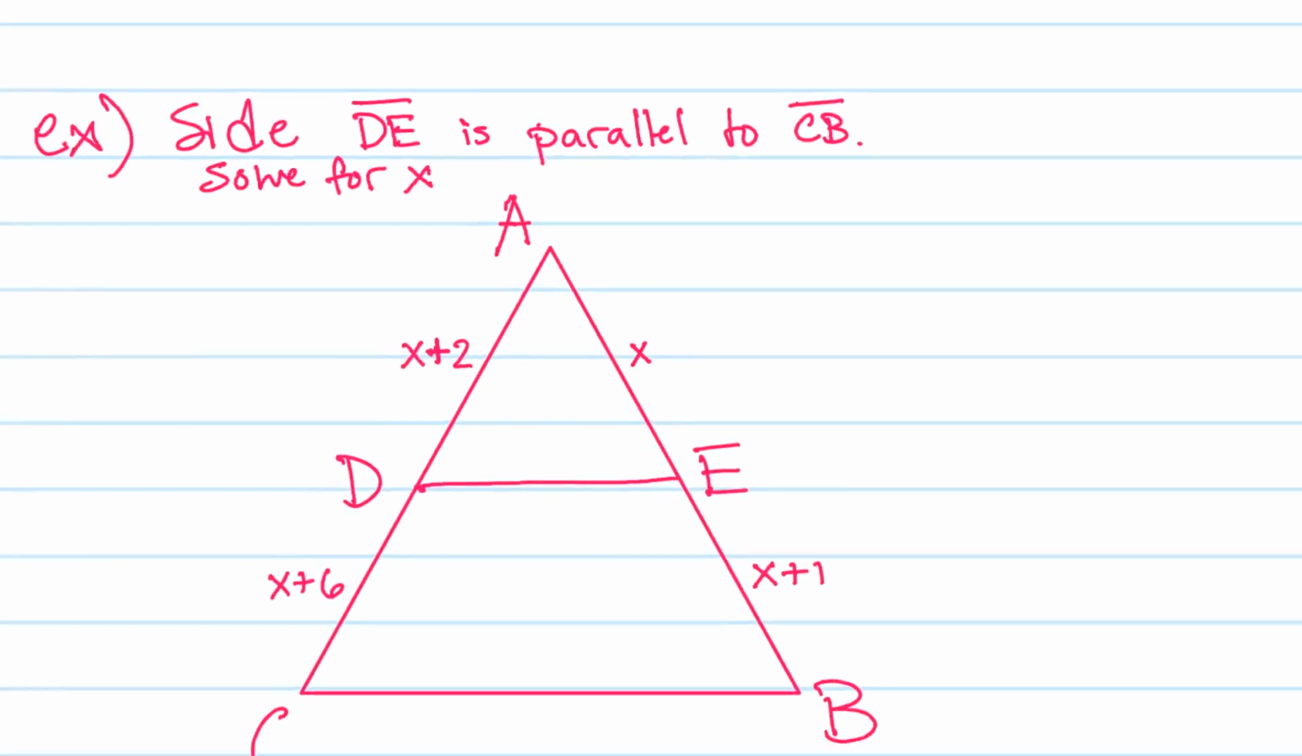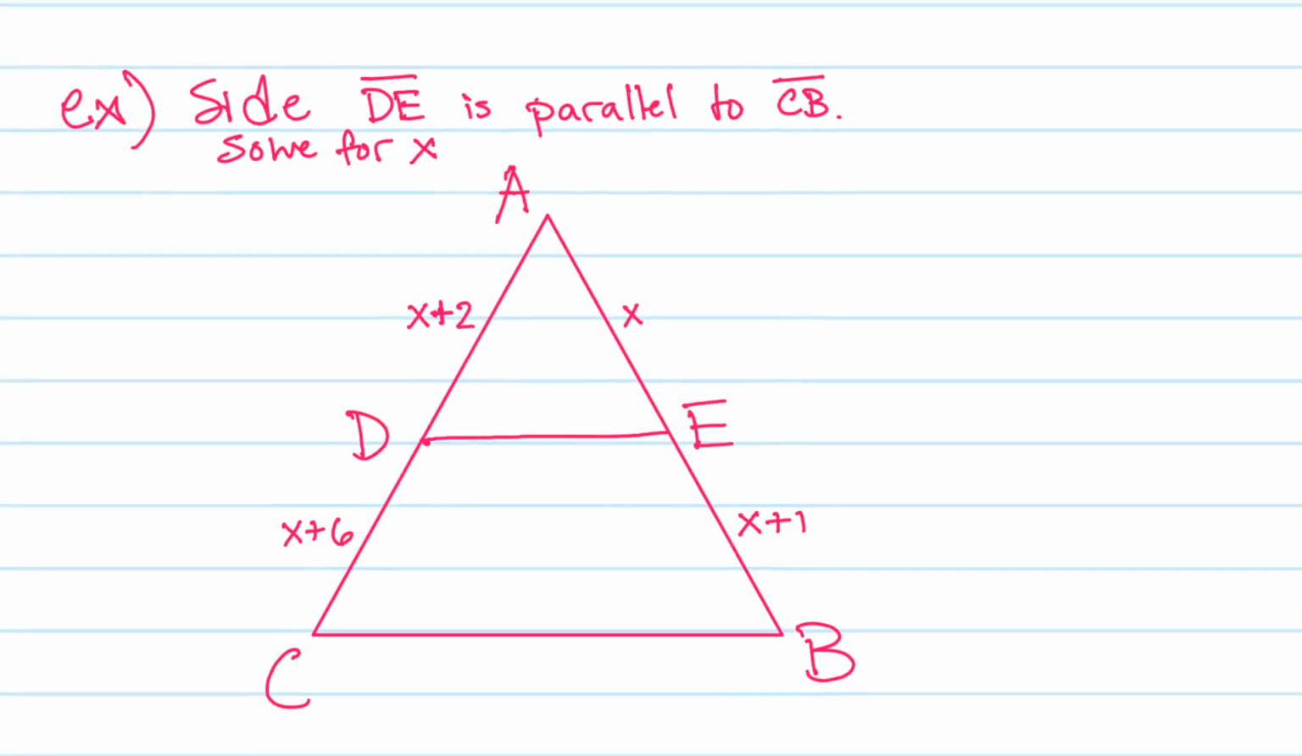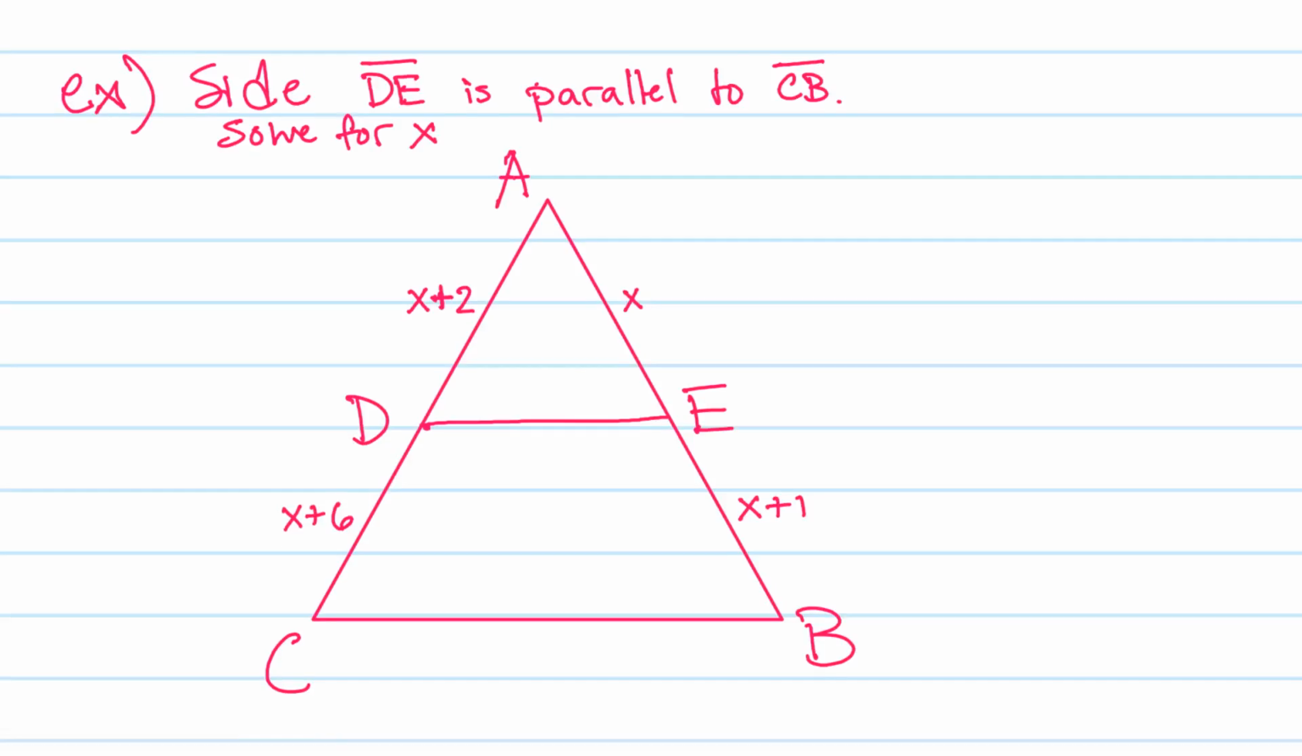All right. Go ahead and copy down this example. So, this problem tells us that DE is parallel to CB. So I'm going to mark DE parallel to CB. Knowing that these 2 sides are parallel tells us what about this triangle?